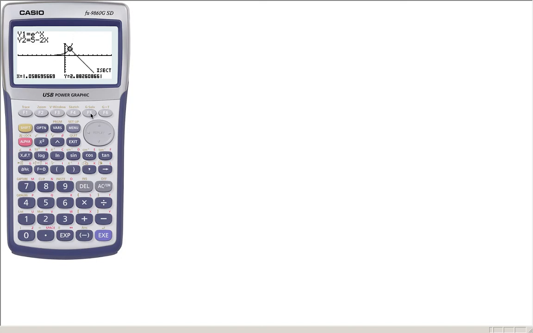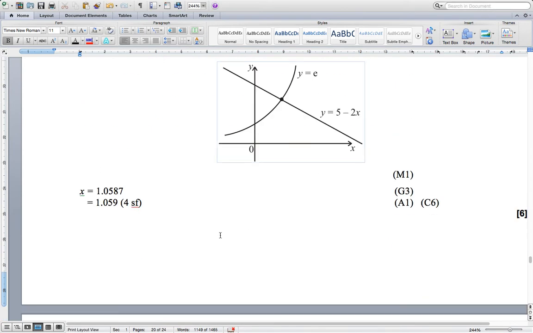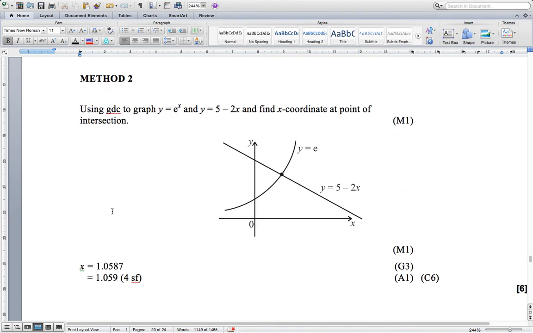So the answer is 1.05869. Since they're asking you to round it off to four significant figures, the answer should be 1.059. Okay, so let me check the mark scheme. Yes, 1.059. And as I said, please make sure that you sketch like this, students, in your answer script to get full marks.